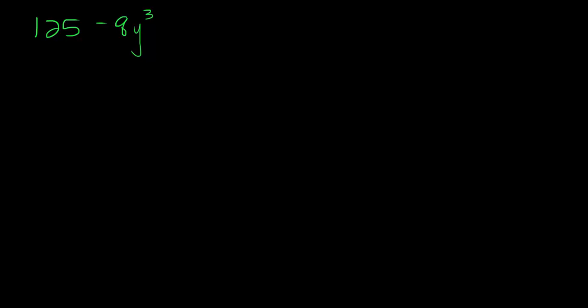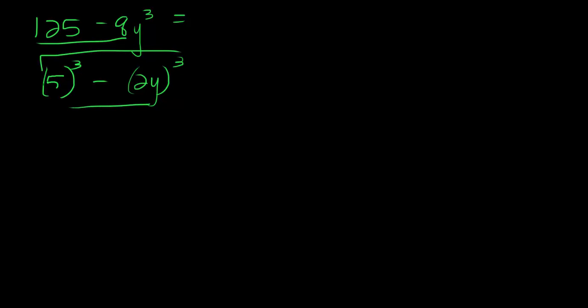So I can rewrite this to fit the difference of cubes formula by saying that instead of 125, it is 5 cubed, because 5 cubed is 125, minus 2y cubed, because 2y cubed is 8y cubed. And so essentially this equals this. I mean, it's the same thing. And now this fits my difference of cubes formula.